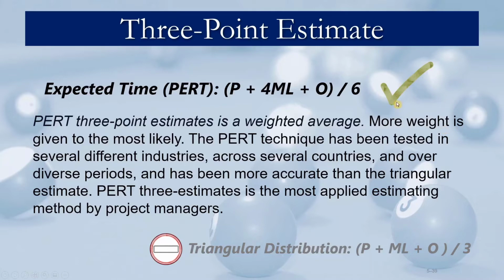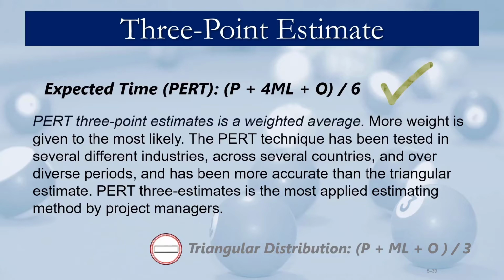The formula is you take the pessimistic time plus 4 times the most likely plus the optimistic time, divided by 6. And that is the 3-point estimate that most people use nowadays. It's called expected time from the PERT technique. And that is used all over the place.